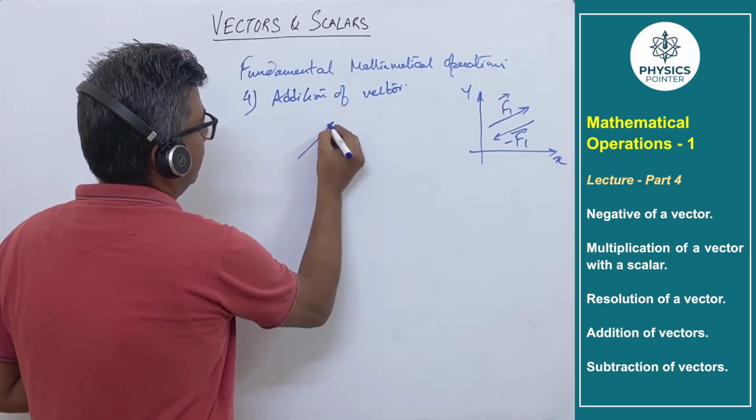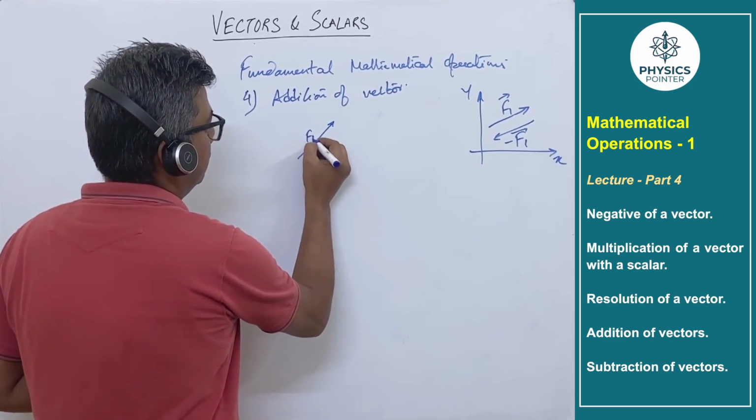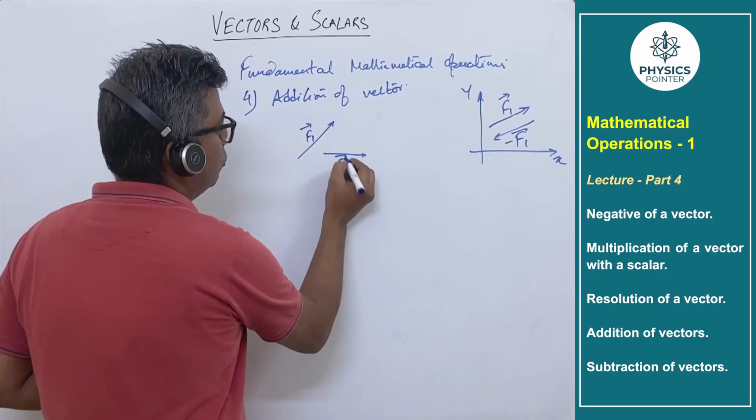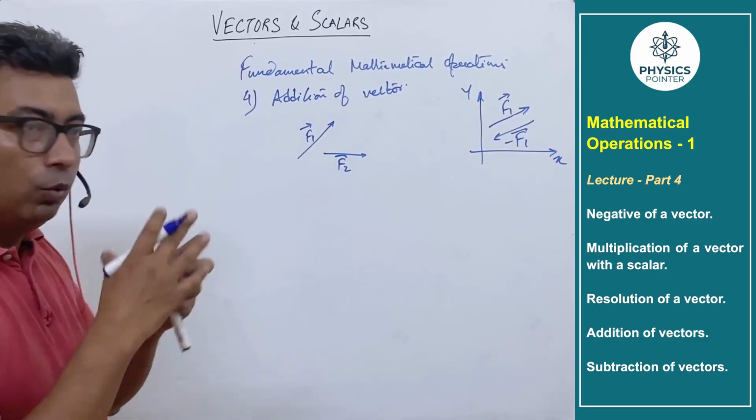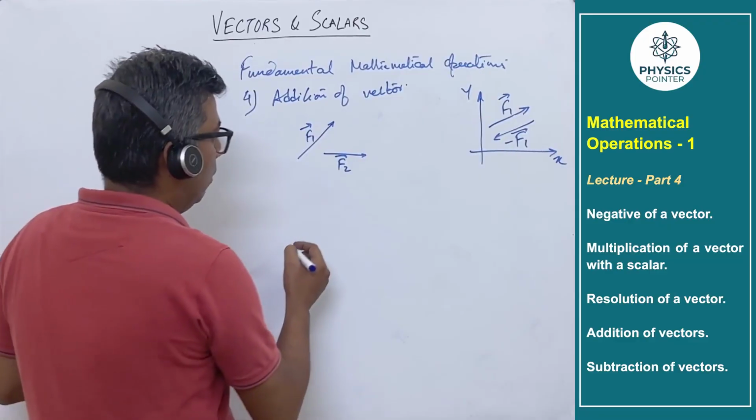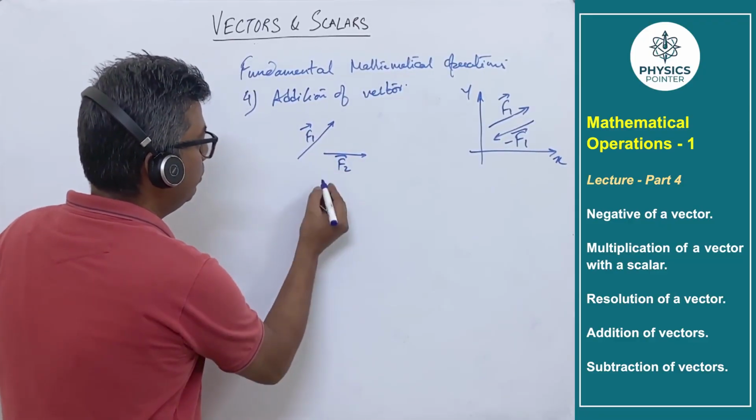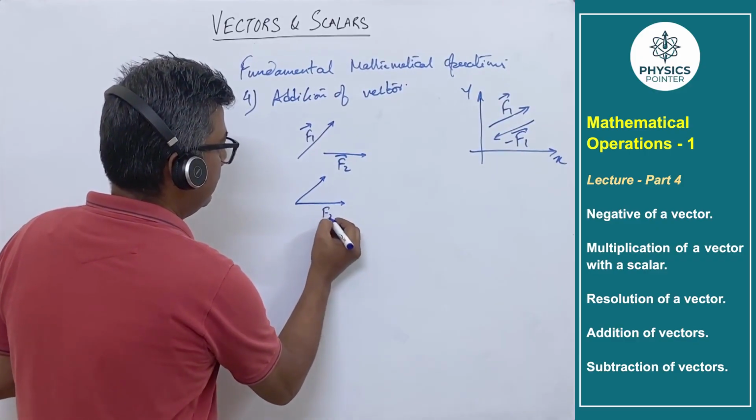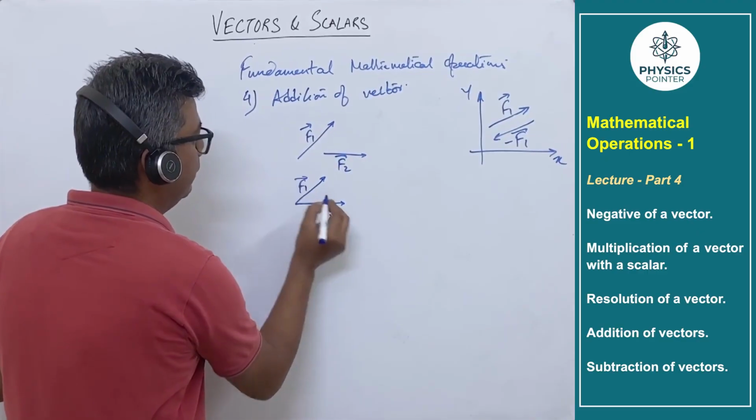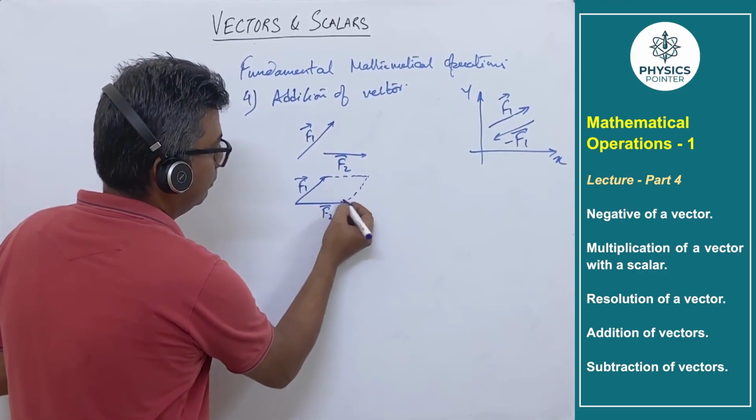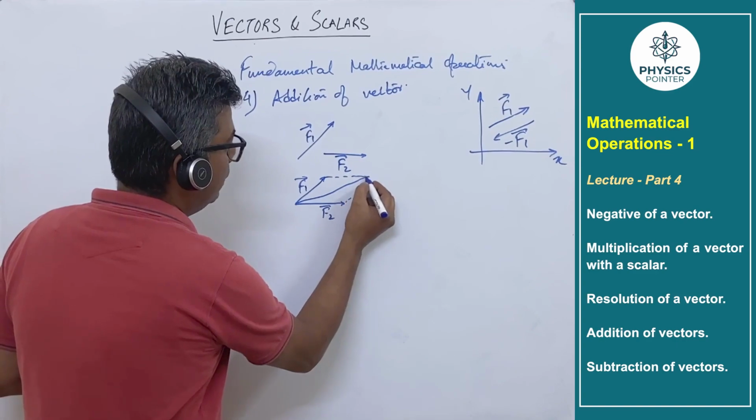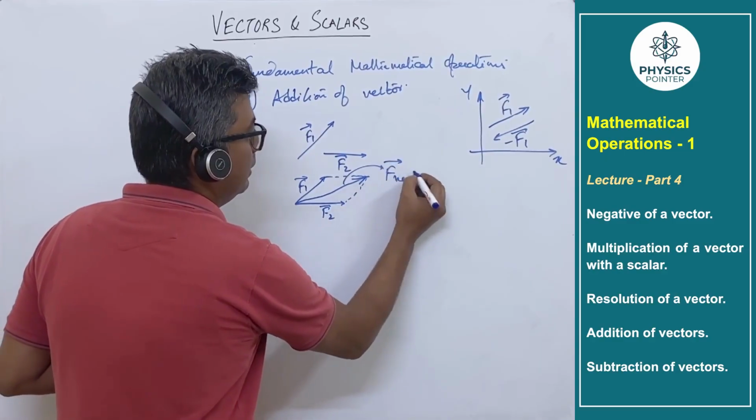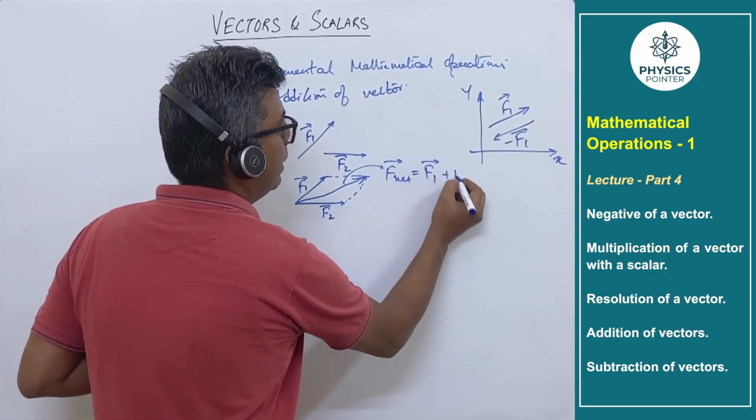Let's say I have a vector here, F1, and another vector here, F2. If I want to find out the total value, there are two ways to do it. One is you can simply put both at the same origin. Let's say this is F2, this is F1, and you draw a parallelogram. The diagonal actually gives you the resultant. So this becomes F net, which is equal to F1 vector plus F2 vector.